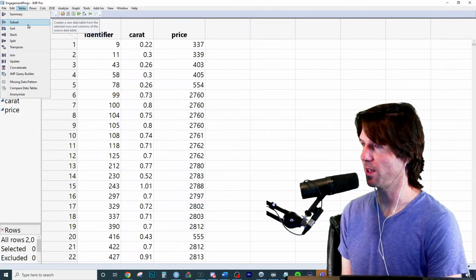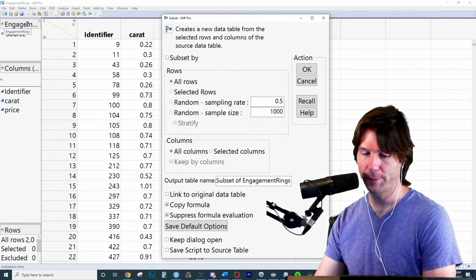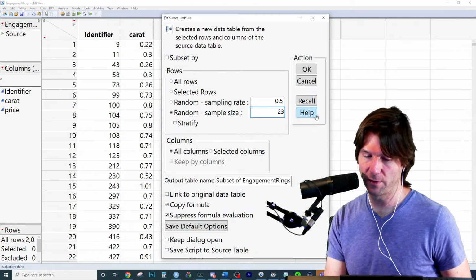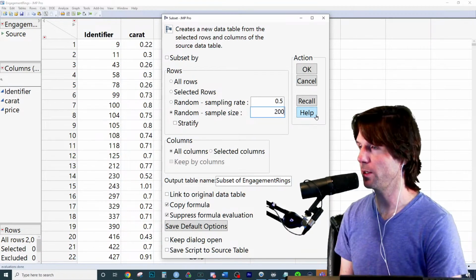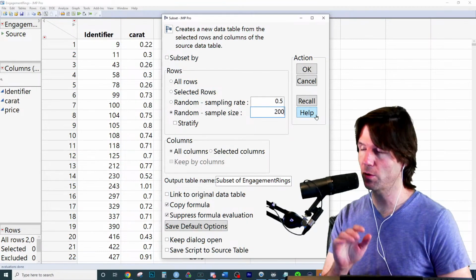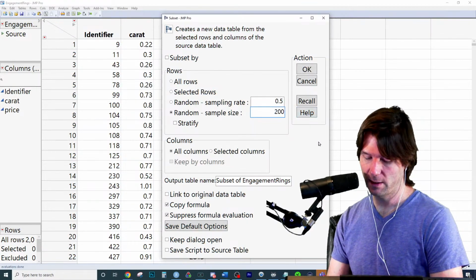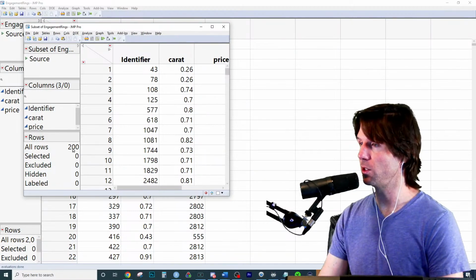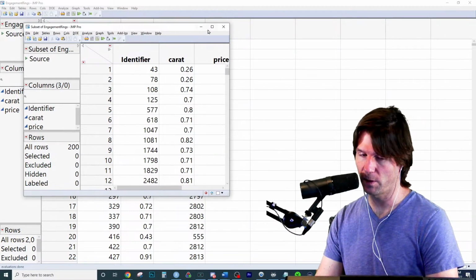Table, subset. Go down to random sample, 200 plus the last 2 of your UTID. Put 200. Make sure it's the last 2 of your UTID, like you'd add 11 to it. So it should be 200 something. And then you hit enter. There you go. You know you've done it correctly if you see 200 down here in the bottom left corner.